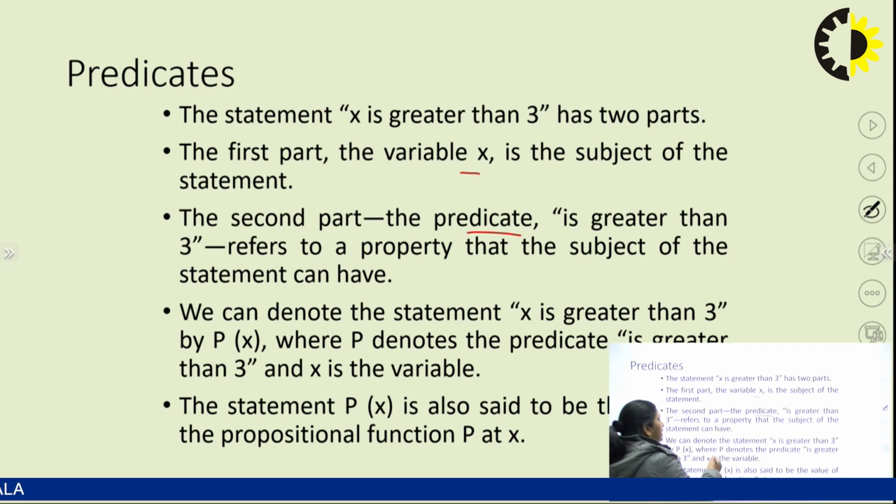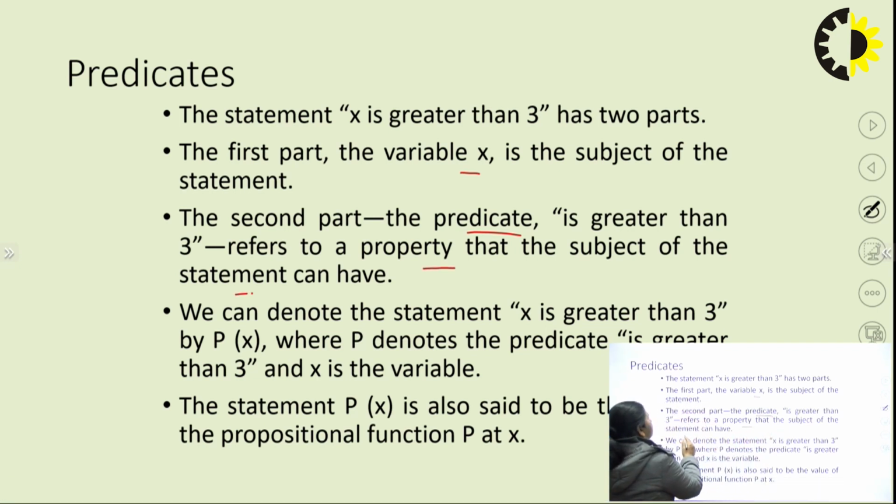So it is actually the property that the subject of the statement can have. So if I write 4 is greater than 3, x can have value 4. So I wrote 4 greater than 3. It is true, the condition is true. Now it has become a statement. We can denote the statement x is greater than 3 by Px, where P denotes the predicate is greater than 3 and x is the variable.